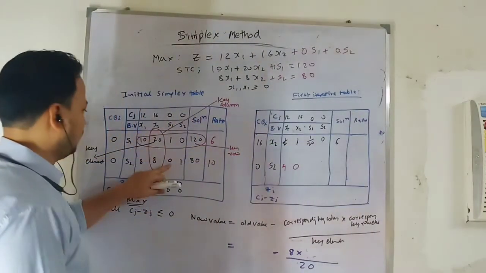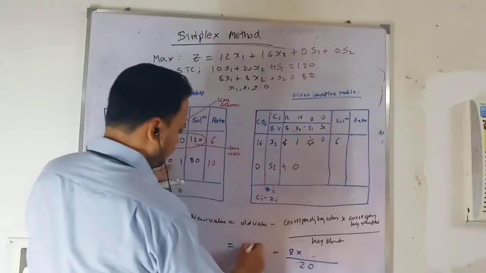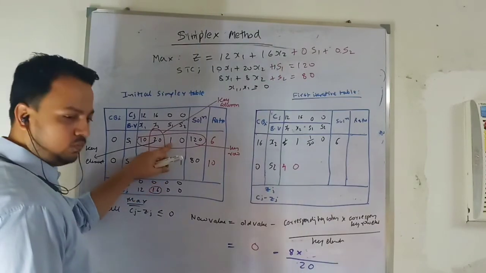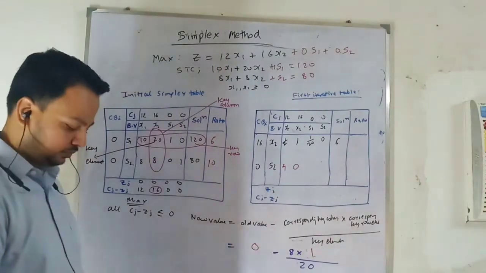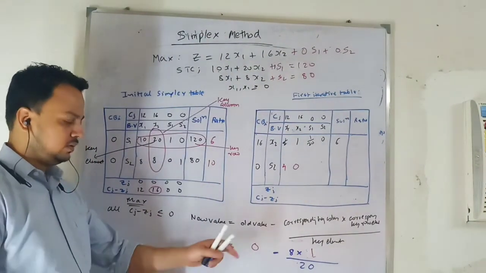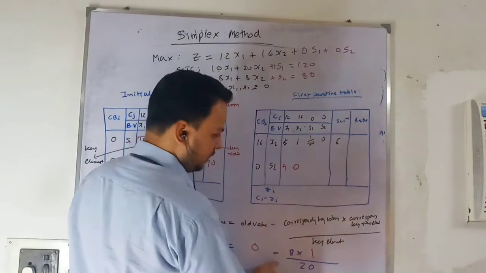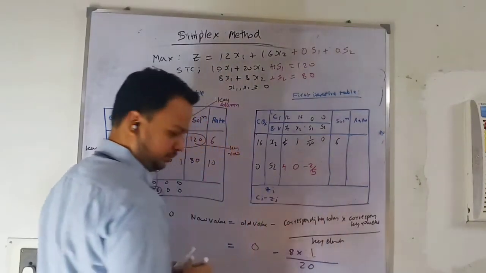Find for the third one. For the third one, the old value is how much? The corresponding column value is 8. The corresponding row value is 1. So what do you get? How much can you get? Yeah, minus 2 by 5. Don't forget. Minus 2 by 5. Okay.